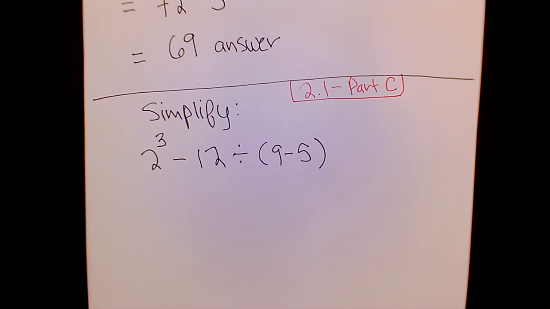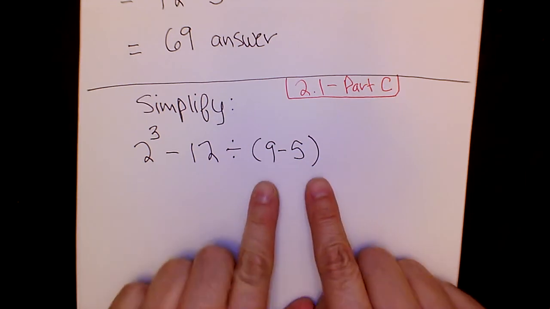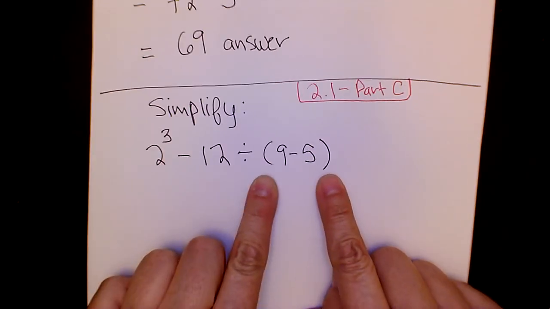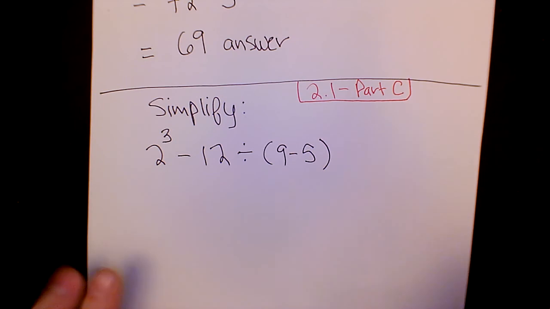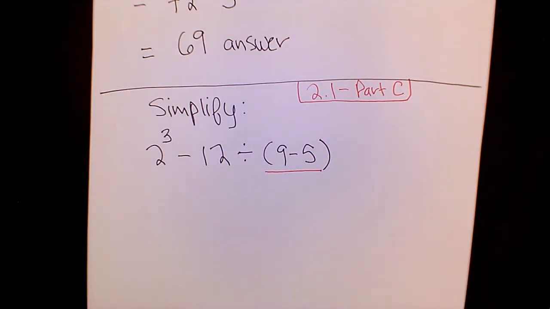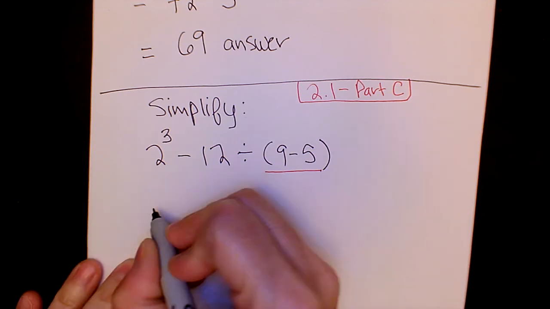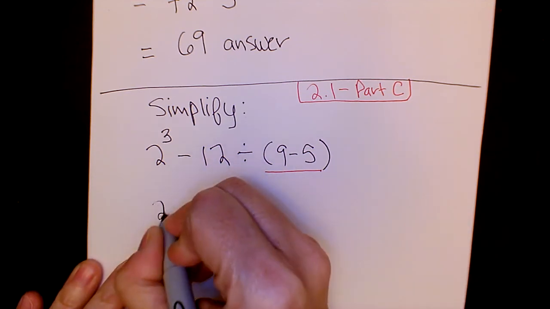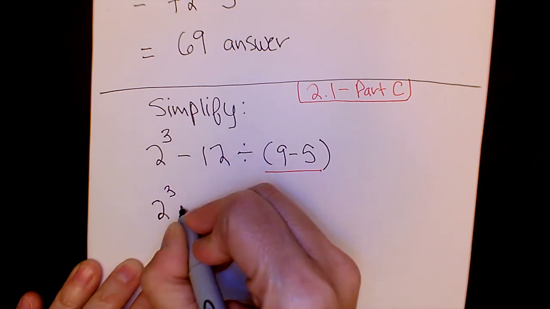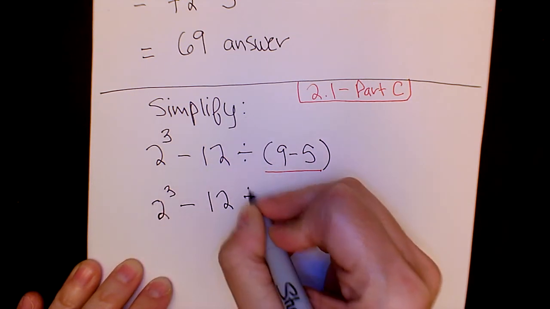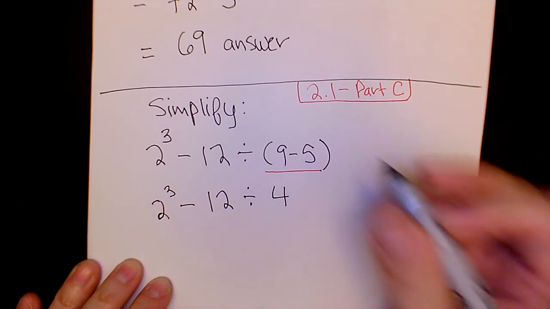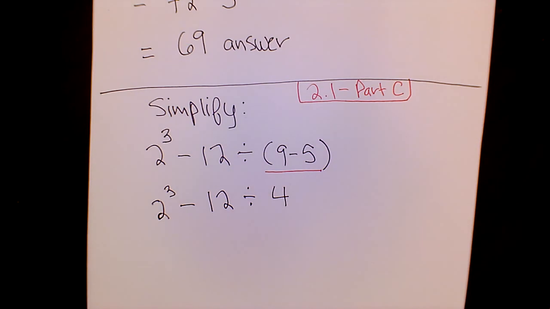So again, if you have your PEMDAS notes in front of you, you know we're going to do this first. Parentheses are number 1. So this is first. So 9 minus 5 is just 4. And like I said before, bring everything down, stay organized. And I'm going to replace this by a 4 and bring everything else down.